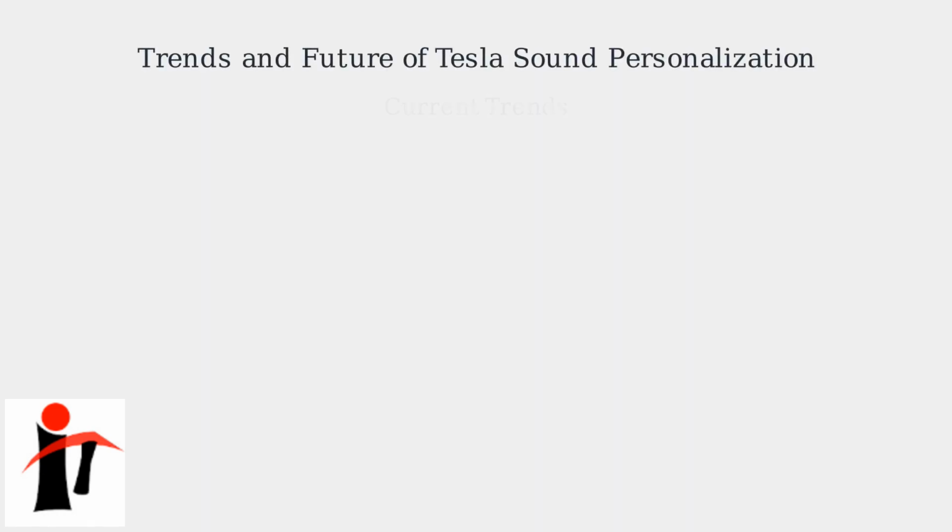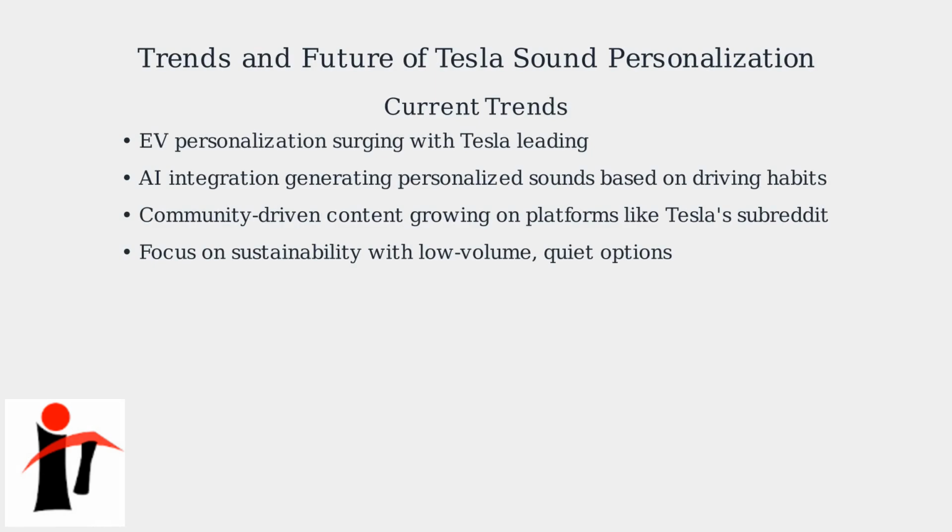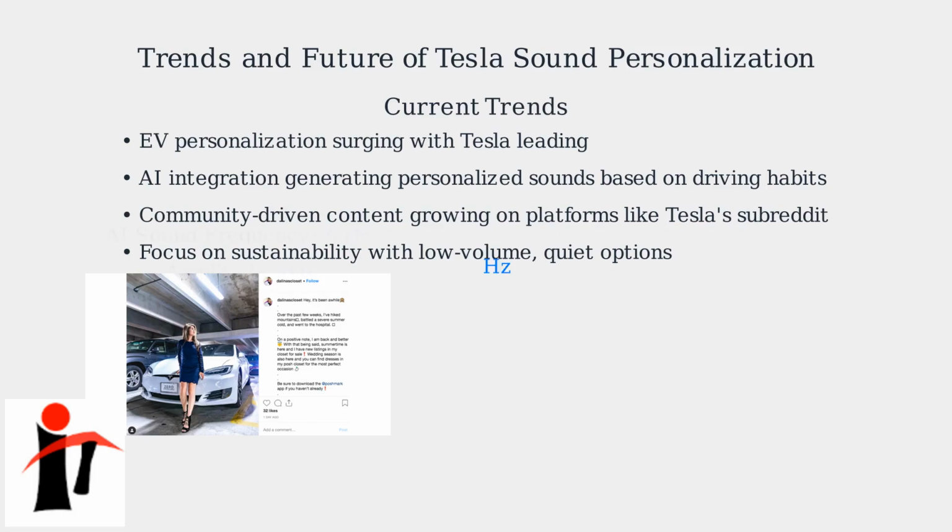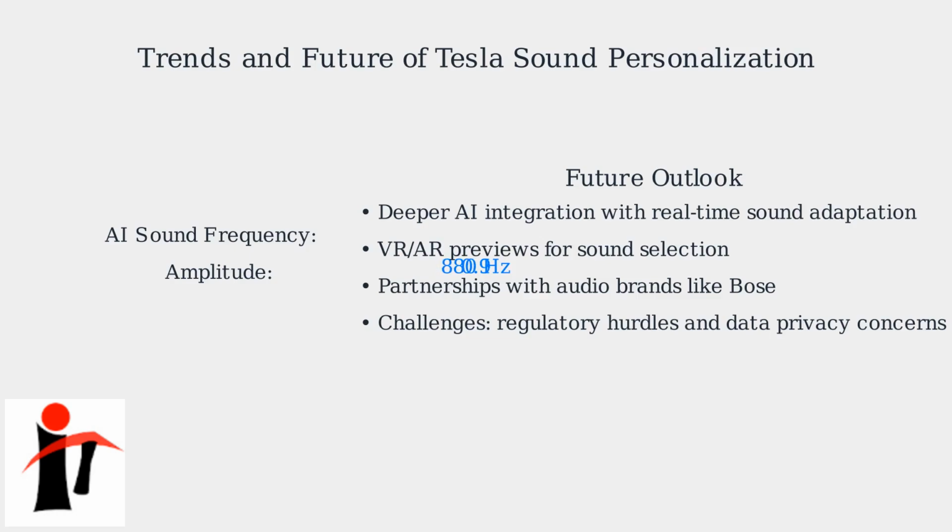The trend towards EV personalization is growing rapidly, with Tesla leading the charge in customizable sounds. This surge reflects broader demand from younger buyers seeking smart integrations in their vehicles. Key trends include AI integration, where sounds can be generated based on your driving habits, adapting to create personalized audio experiences. Community-driven content is also rising, with user-generated sound libraries flourishing on platforms like Tesla's subreddit. There's also a sustainability focus, with low-volume options promoting quieter urban mobility.